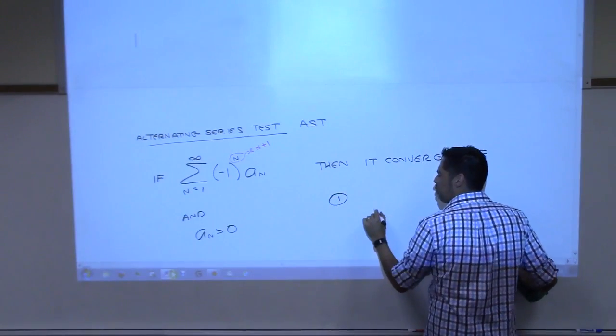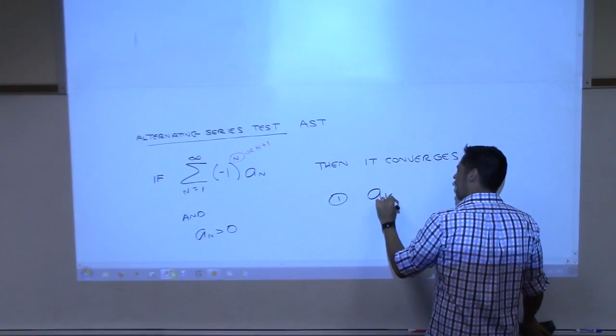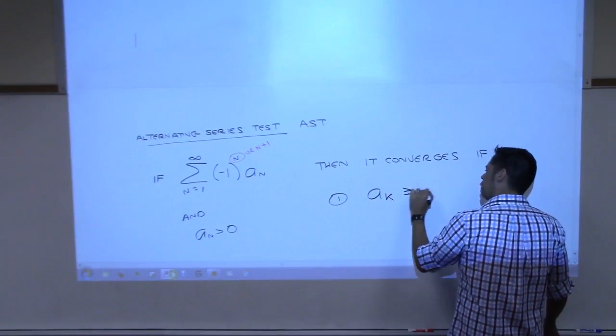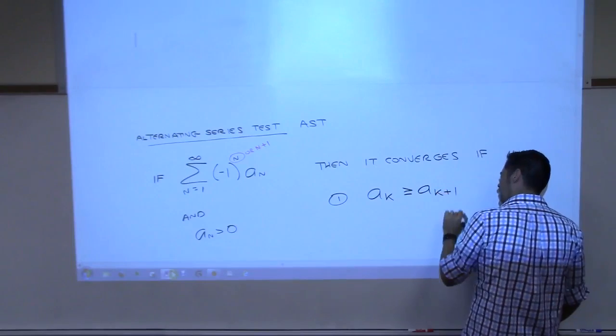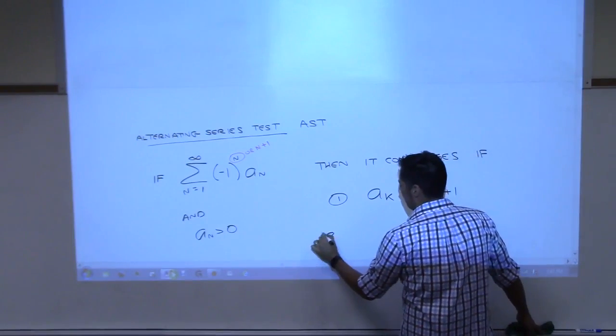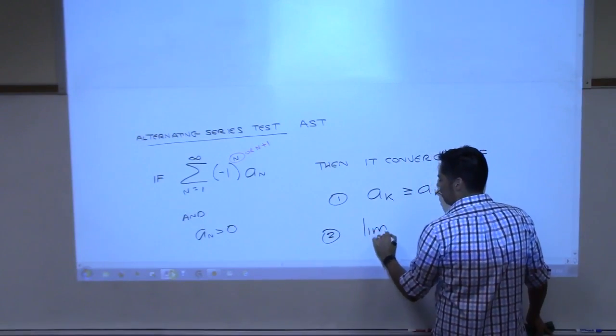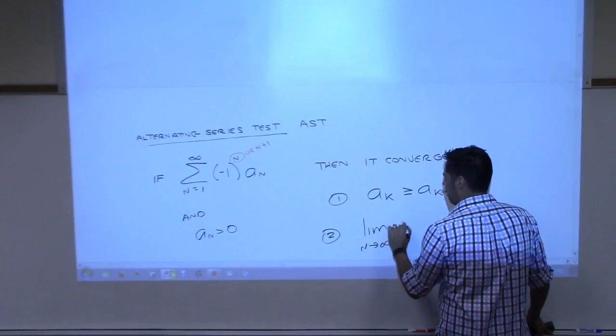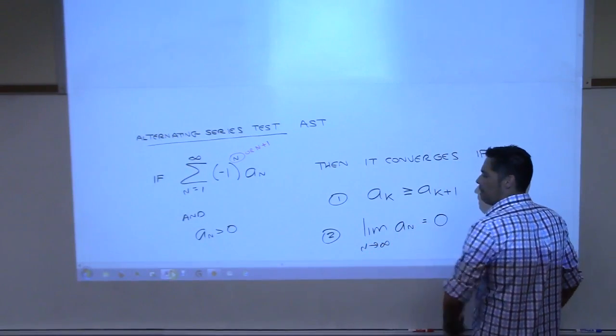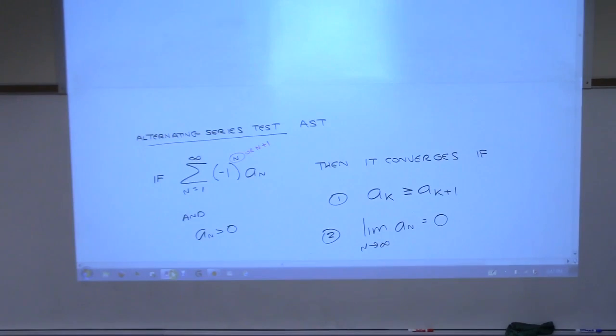Okay, a sub k greater than or equal to a sub k plus 1. And then what's the second thing that has to hold? The limit as n goes to infinity of a sub n must equal 0. That's it. Those are the only two things you have to be able to show in order to show that an alternating series converges. So let's discuss these, and I'm going to start with the easier one first.